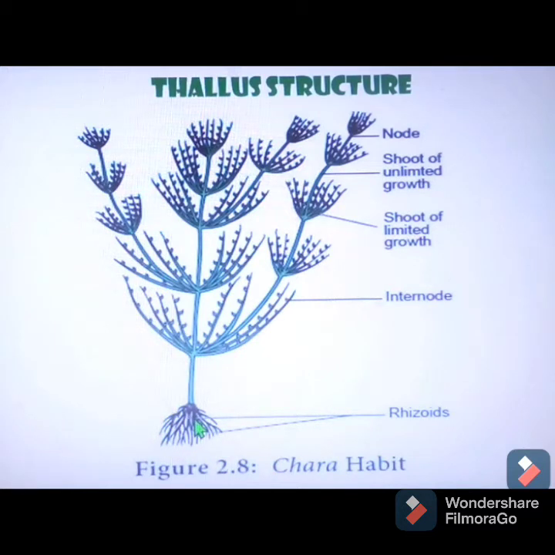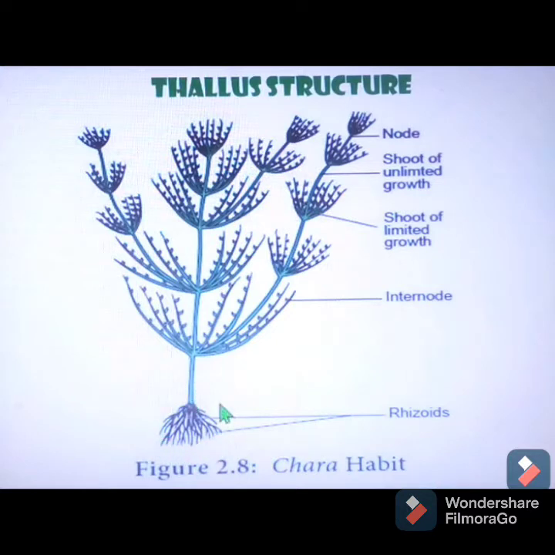Now, what are these rhizoids? They are white, thread-like, multicellular, uniseriate and branched structures, and they arise from the base of the thallus, from the base of the main axis, as you can see here. So they very much resemble the roots in plants. They arise from the peripheral cells of the lower nodes of this main axis here.